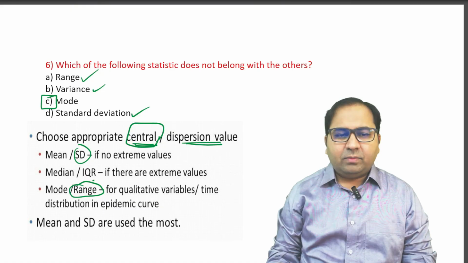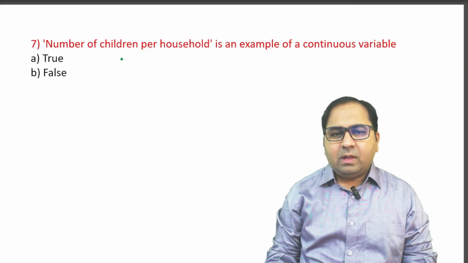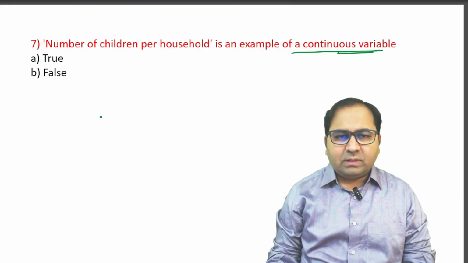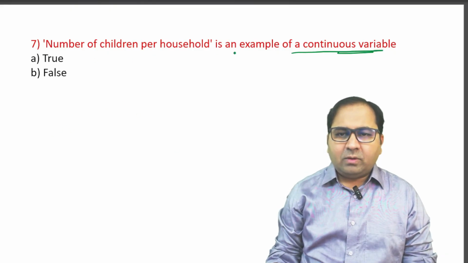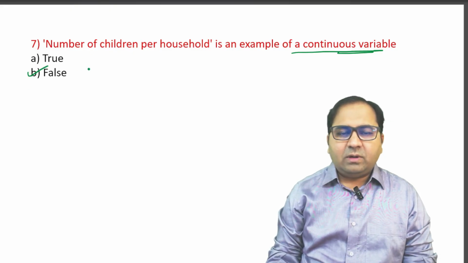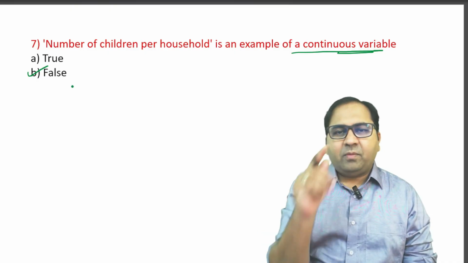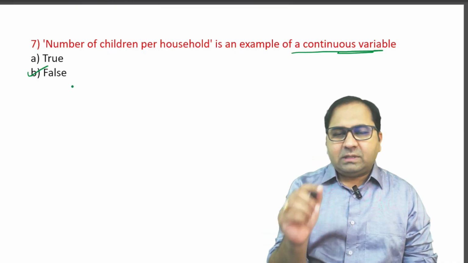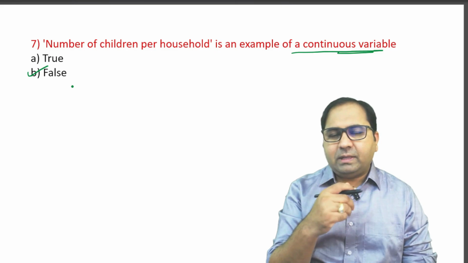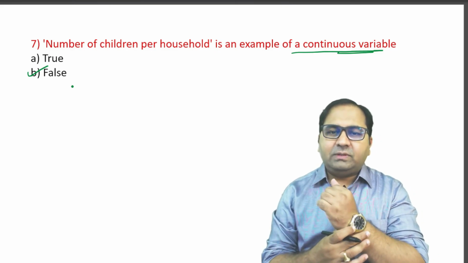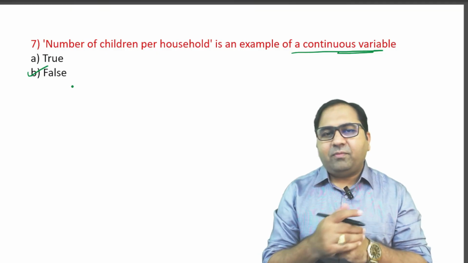Okay. Now next question. Number of children per household is an example of a continuous variable. Is it a true statement or a false statement? Number of children per household is an example of a continuous variable is a false statement. It is not a true statement. Please go back to question number 1, where we have discussed in detail the types of variables, and have a look over there. Then you decide for yourself which type of variable the number of children per household comes under.